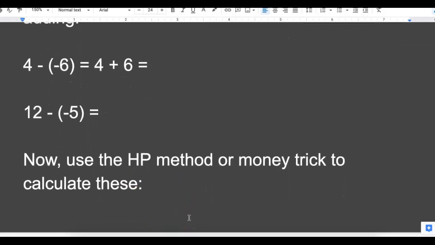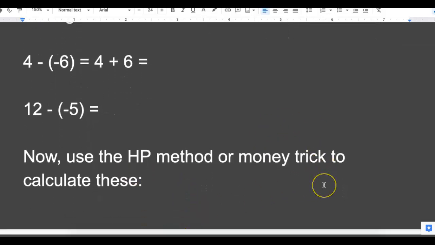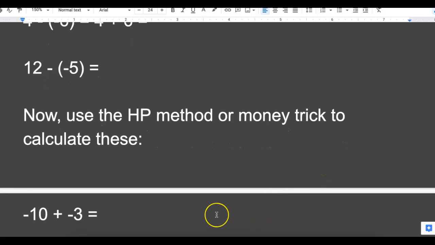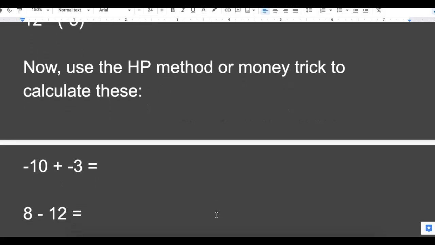Now we're going to use the HP method, or if you prefer the money trick, to calculate these. Negative 10 plus negative 3. 8 minus 12.